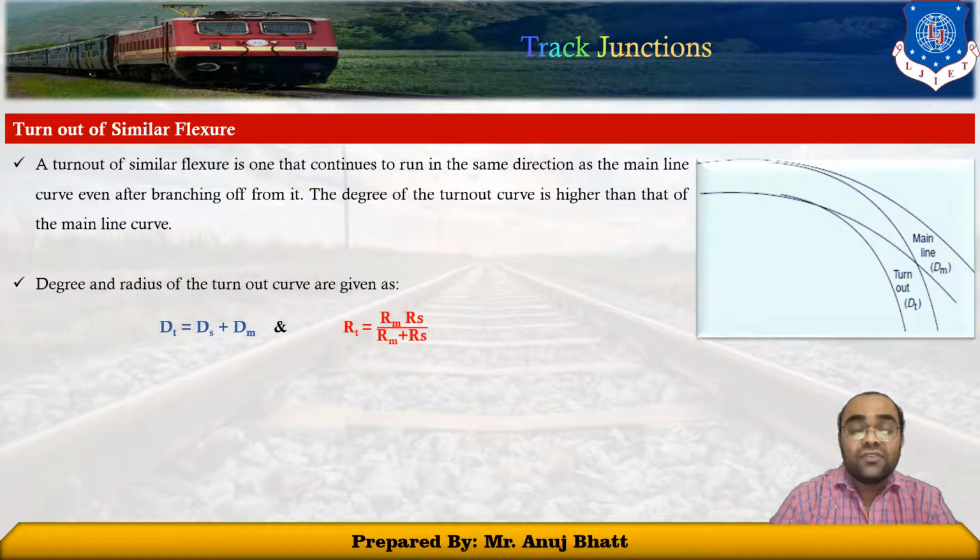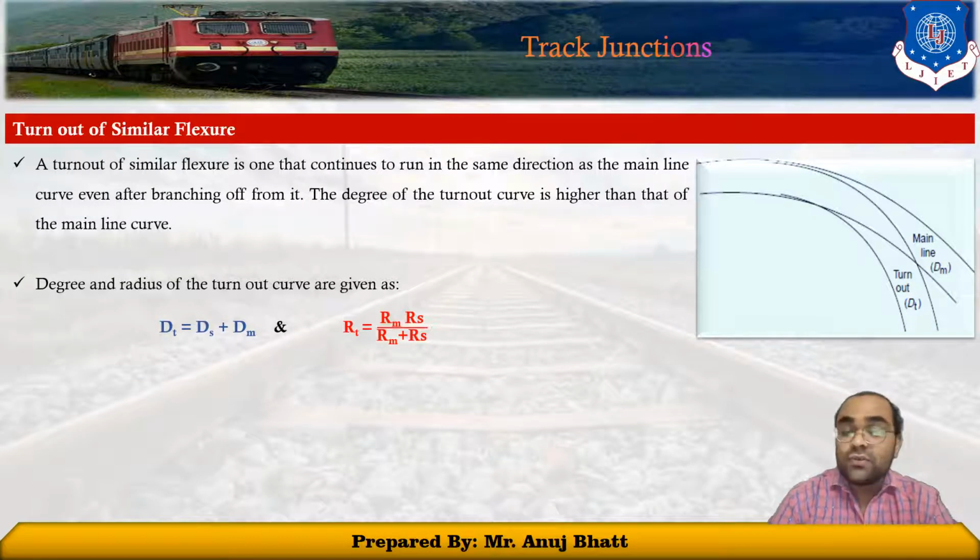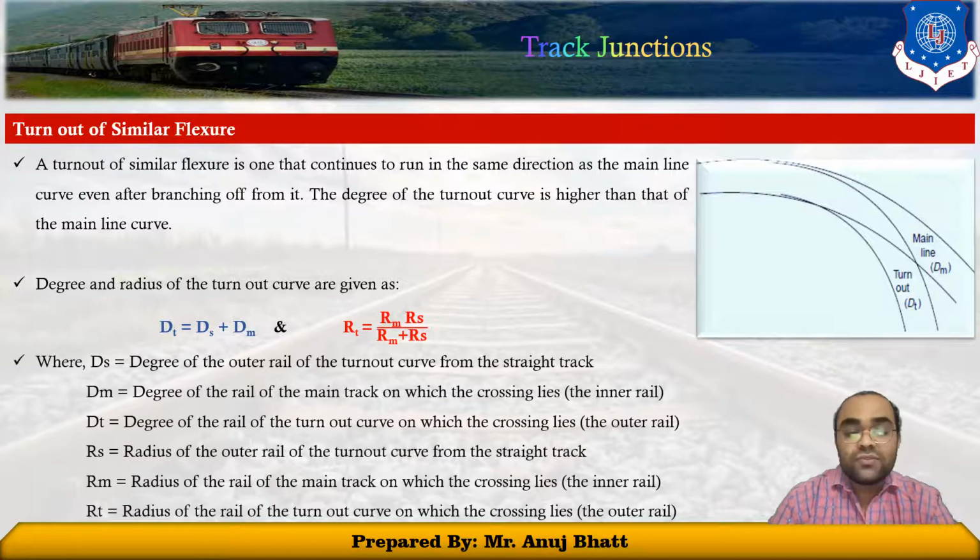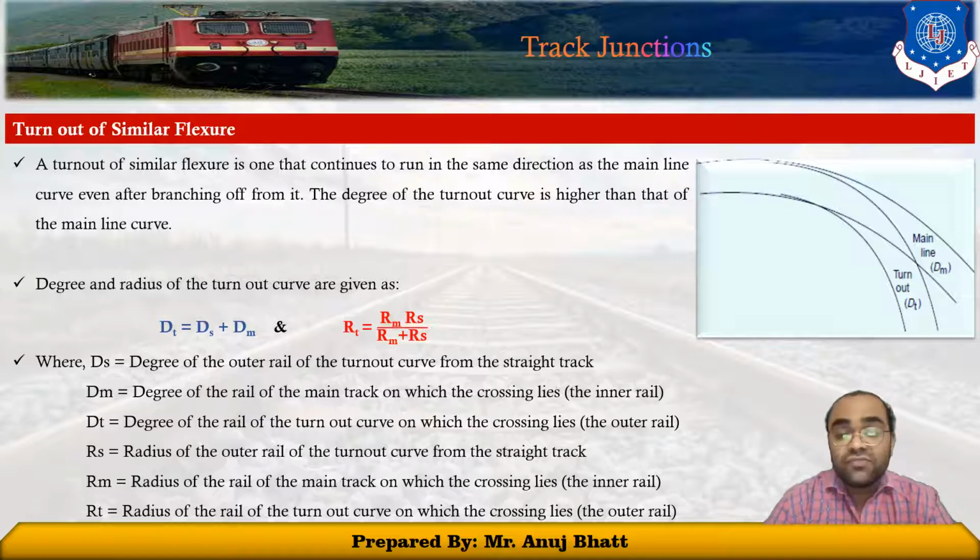For that, the degree and radius of this turnout curve can be found out by Dt = Ds + Dm, and Rt = Rm Rs / (Rm + Rs). Here R is the radius and D is the degree of that particular curve. Ds is the degree of the outer rail of the turnout curve from the straight track. Dm is the degree of the rail of the main track on which the crossing lies, that is the inner rail.